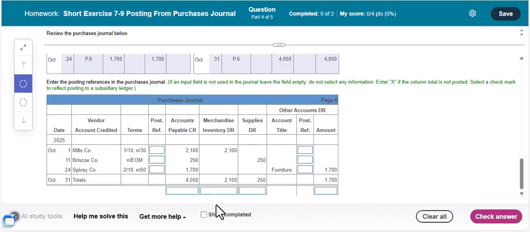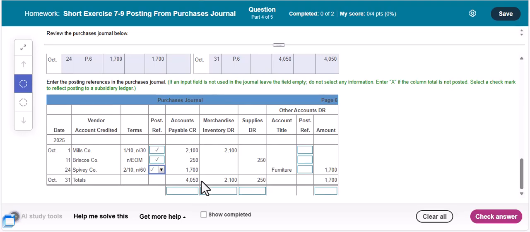So here's our purchases journal, and let's do these in chronological order. So at the end of the day on October 1st, we would have posted this to the subledger, and when you post to the subledger, there is a check mark for the posting reference. And then on the 11th, you would have posted this to the subledger for Briscoe, and then there would be a check mark again for the posting reference. And then on the 24th, after posting, we would put a check mark here again for Spivvy. And again, these posting references are here to remind you and other people that this $2,100 has been posted, so don't go post it again.